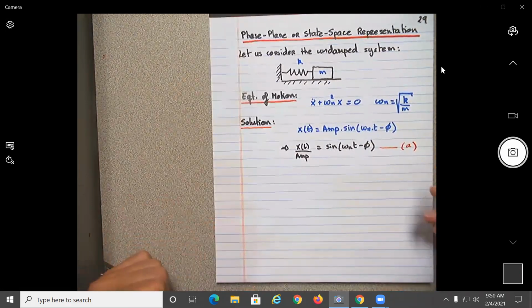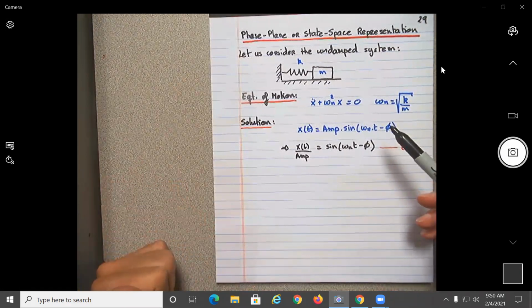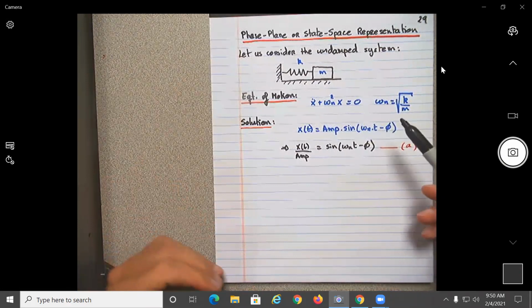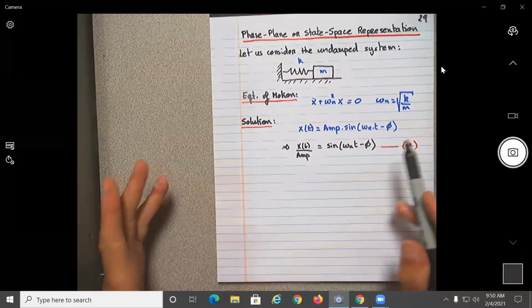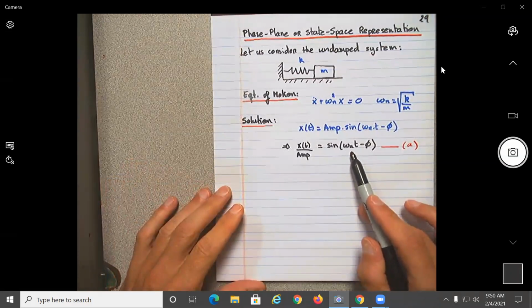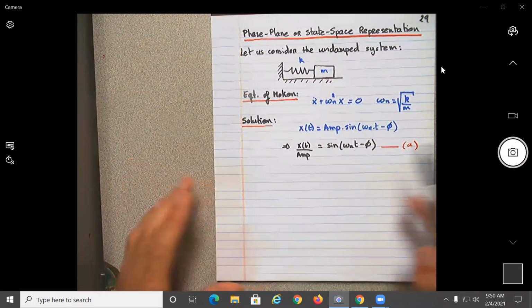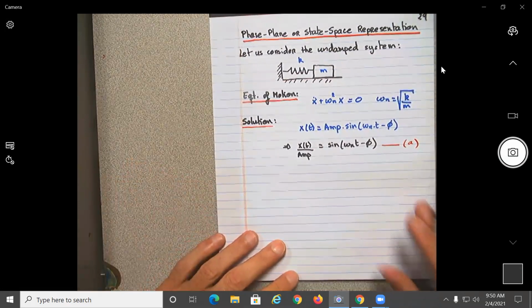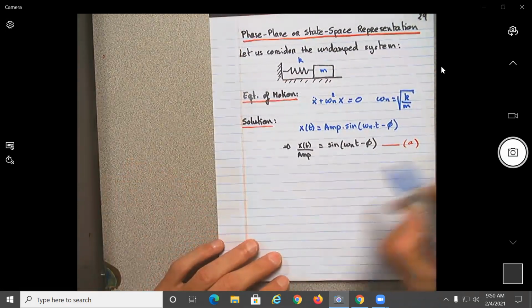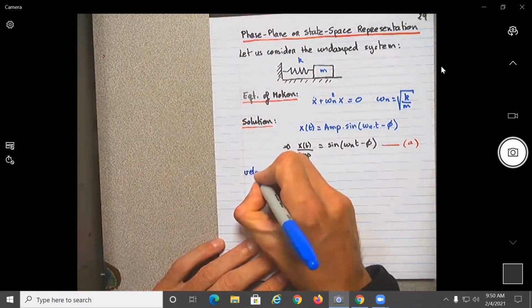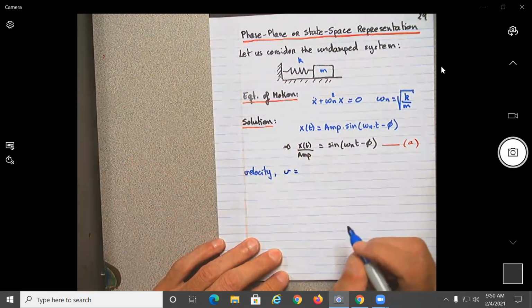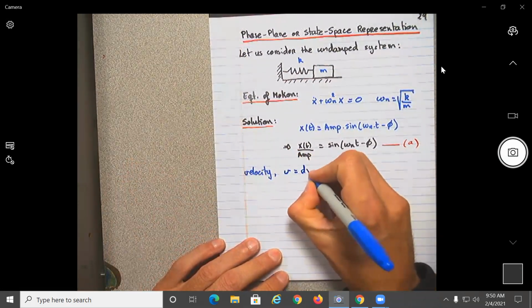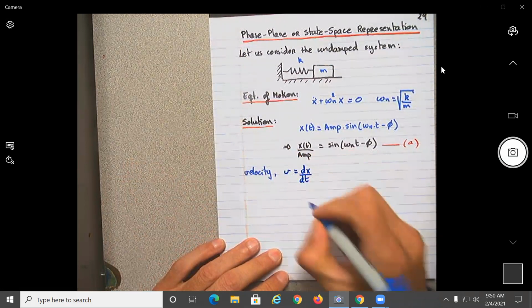If you remember, maybe from controls, to work on the phase plane or state space representation, instead of working in the time domain, you work in the frequency domain, no? That's basically the idea. So think over here that omega is actually frequency, the natural frequency. All right. So we have x, the deformation. If we want to find the velocity v, that will be equal to what? dx dt.